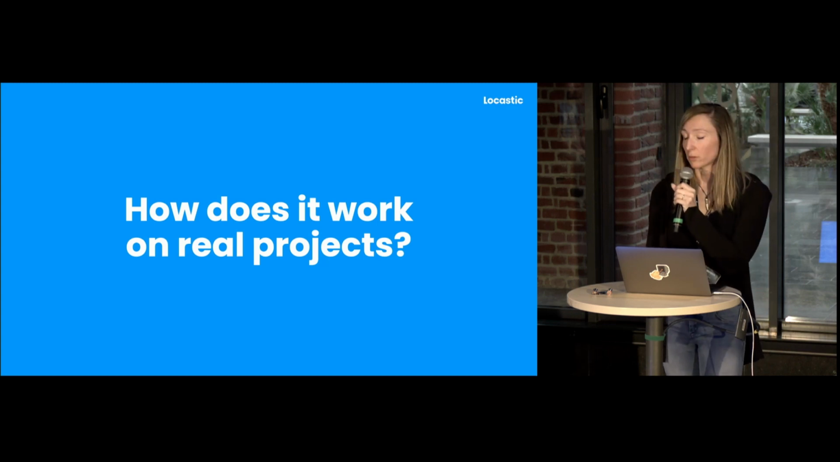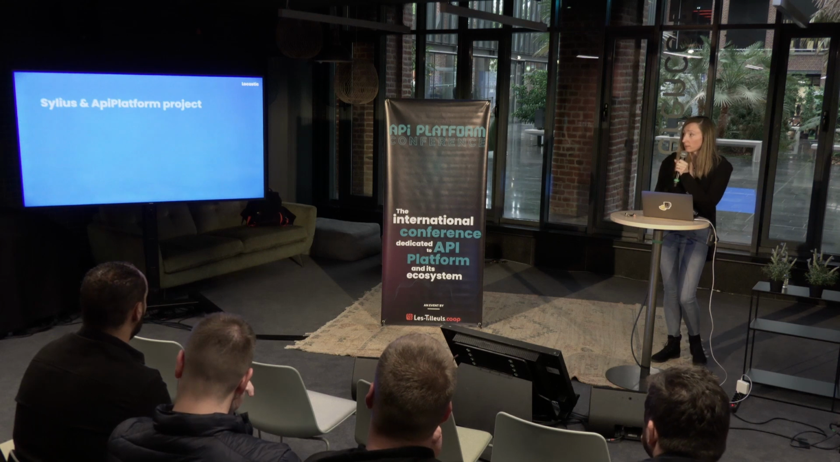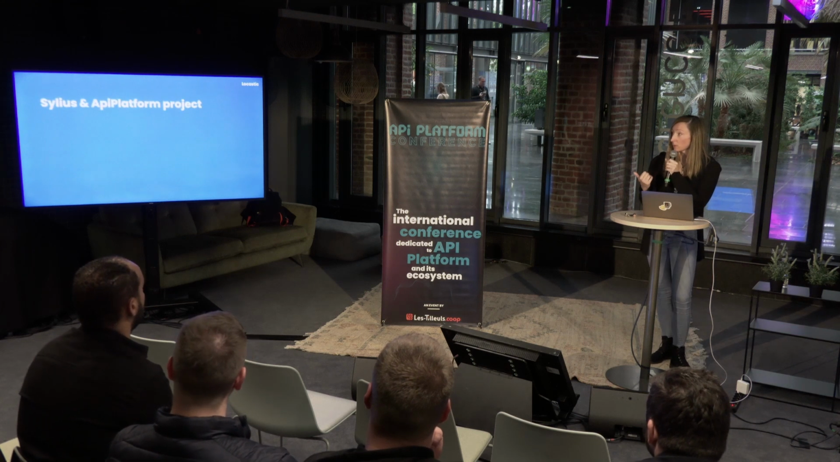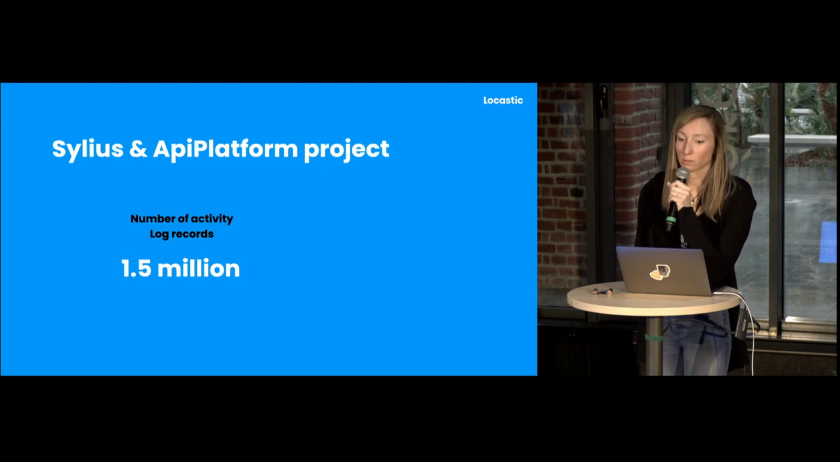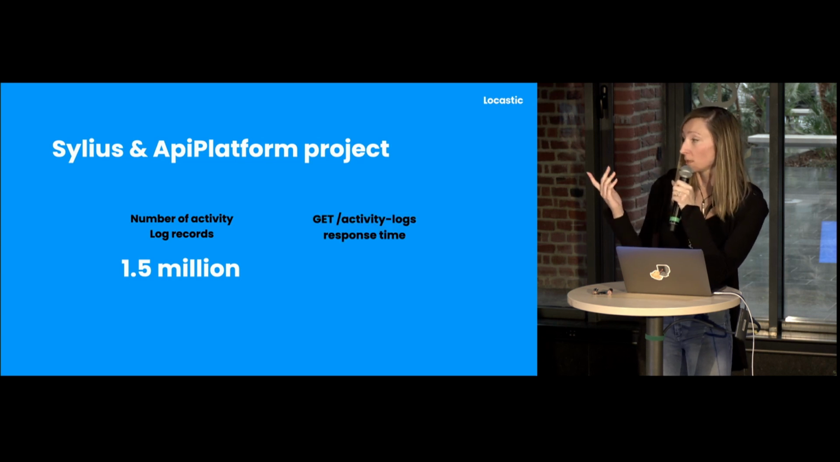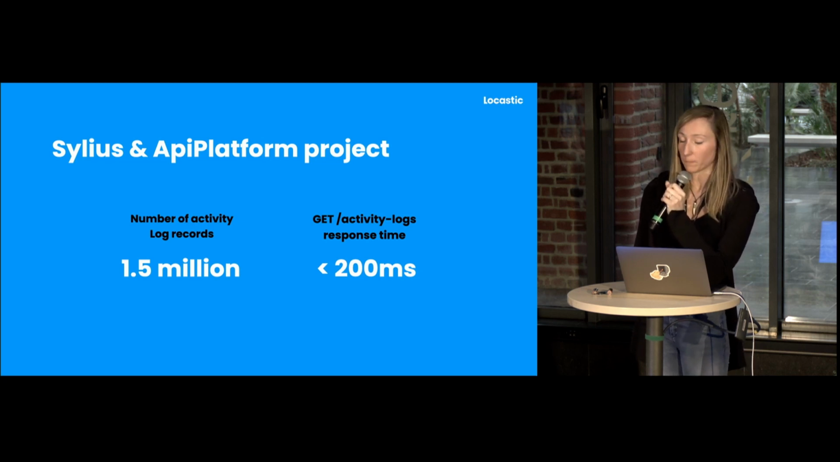So let's see how it works on real projects. We are currently using it on two of our projects. We will see the metrics for the one with Sylius and API Platform. So currently we have 1.5 million activity logs saved in Elasticsearch, which is really not that much. We expect much more, but we just came to this point until now. We also have the API endpoint for fetching activity logs with the filters and everything, and the response time is still less than 200 milliseconds.